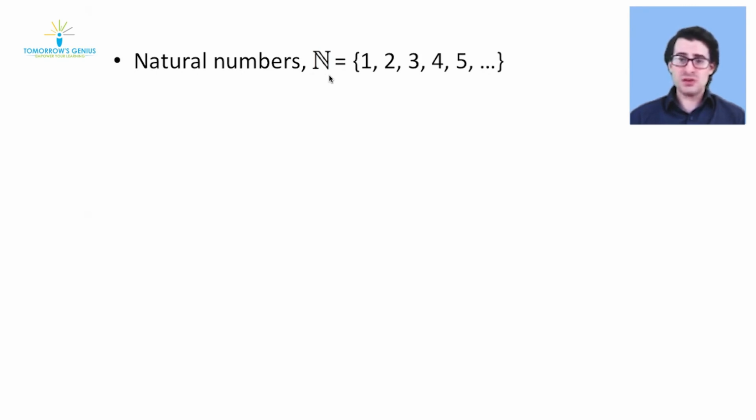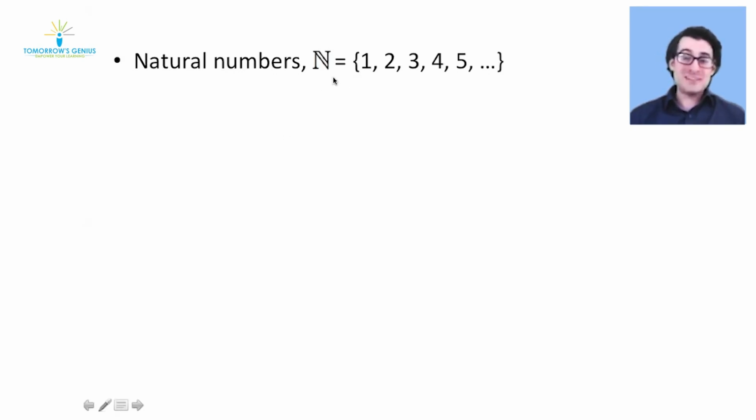Before I move on, I do want to quickly point out these curly brackets are just notation telling us that this is a set of elements. A set is just a collection of objects. In this case, we're looking at a collection of numbers that are all grouped together. You group together all of the counting numbers from 1 up to infinity, and you get the natural numbers.